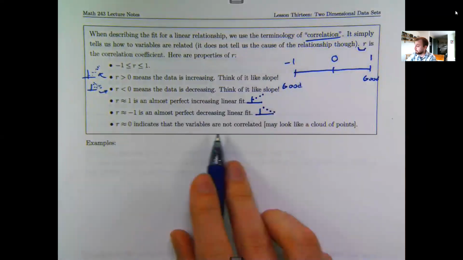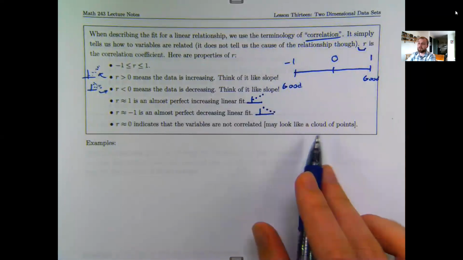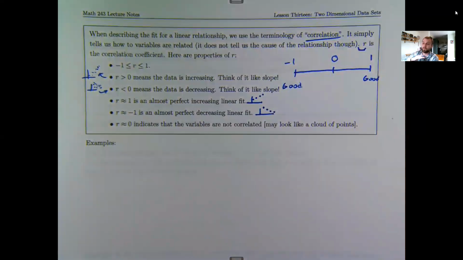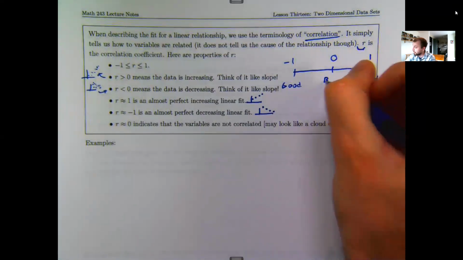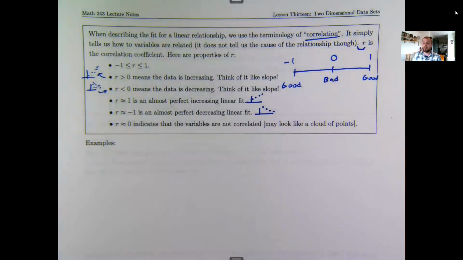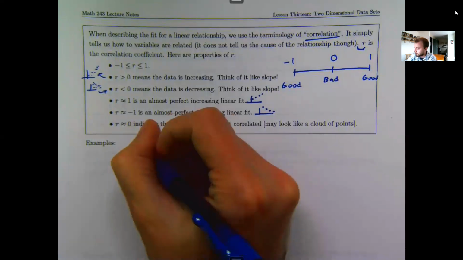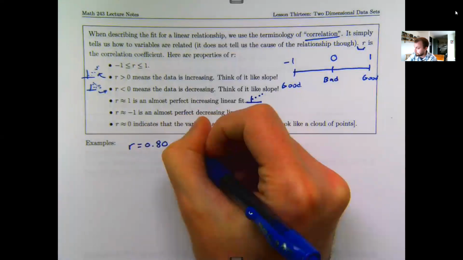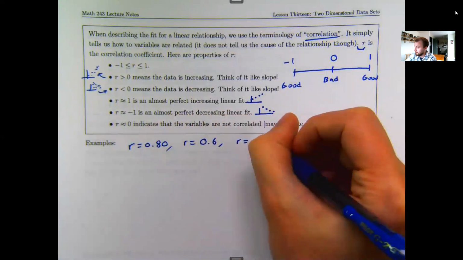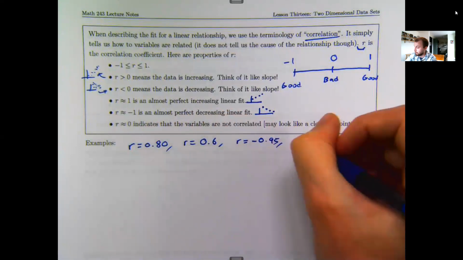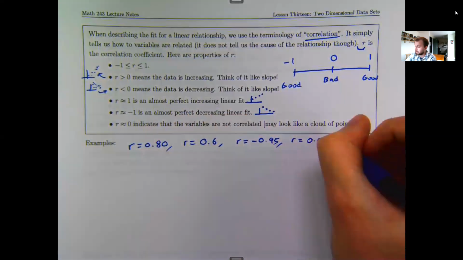0 represents there being no correlation between the values. That's either a cloud of points or some sort of horizontal line when there's no clear relationship between those variables. So -1 is good, +1 is also good, 0 is bad. So this is kind of like a reverse Oreo. The inside is bad and the outsides are good. I'm going to give you several different values for R here. And then we're going to go ahead and see if we can match these values of R up to some sketches.